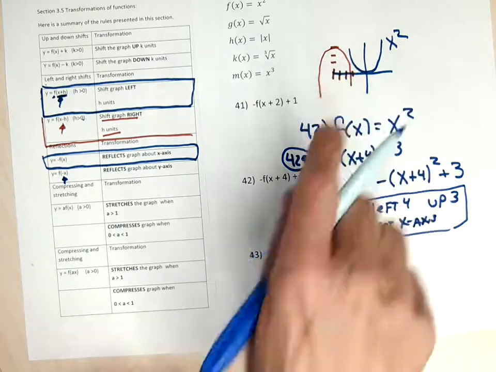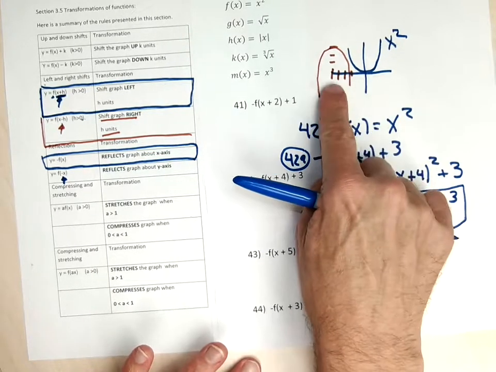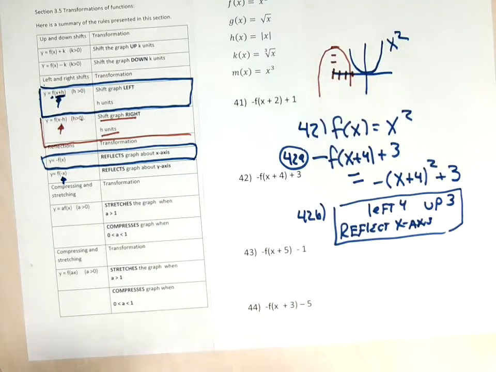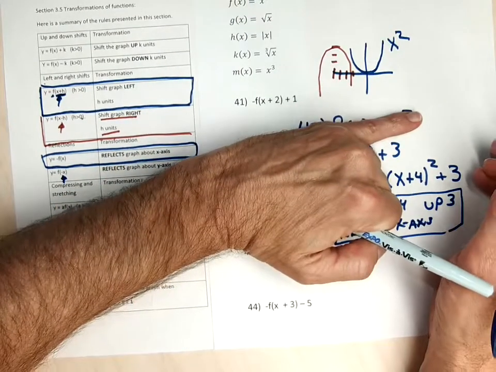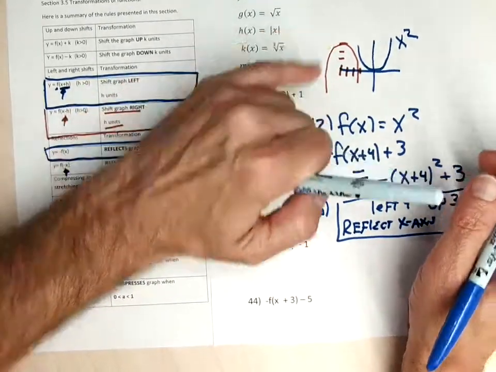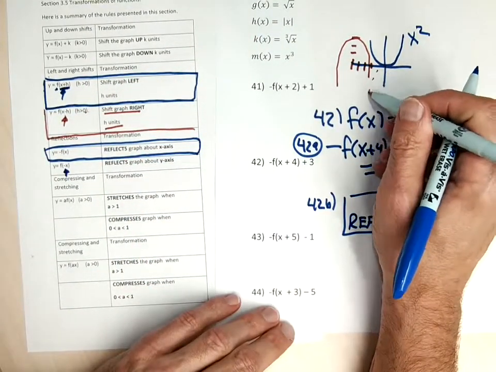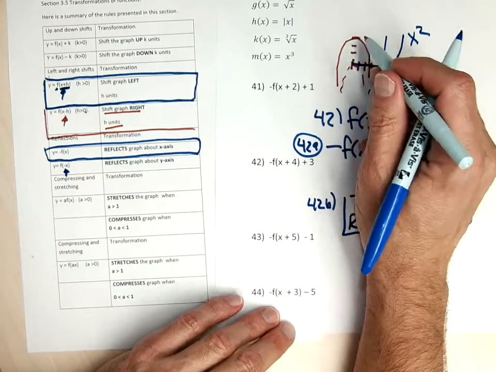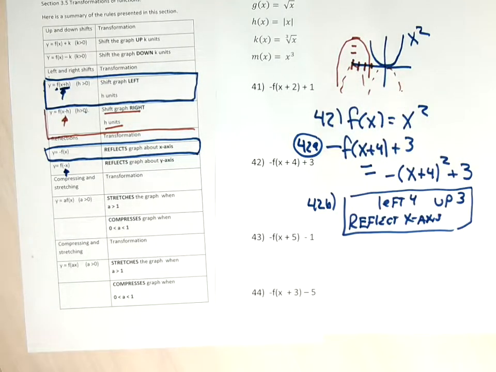So I think this is what the graph is going to look like. It's going to go left 4, up 3, and the reflecting over the x-axis just flips it over. Or it could reflect over the x-axis and then move left 4 and up 3. That probably would have been better if I said first I reflect it over the x-axis, then I shift it left 4, and then I move it up 3. It would be the better way to say that.